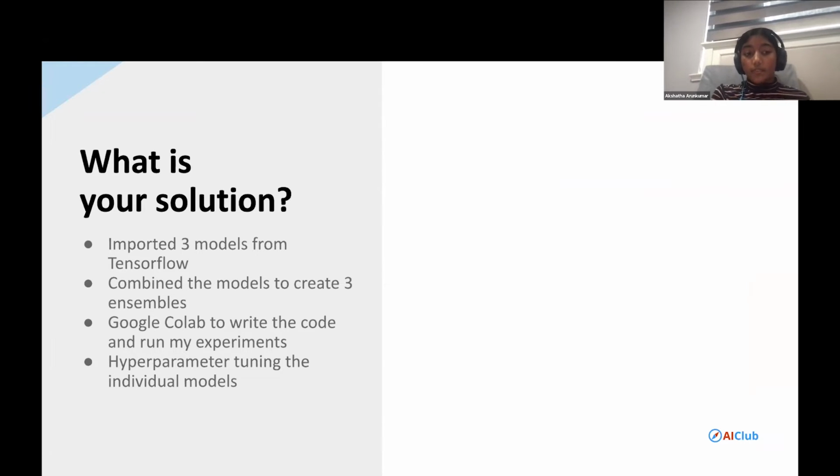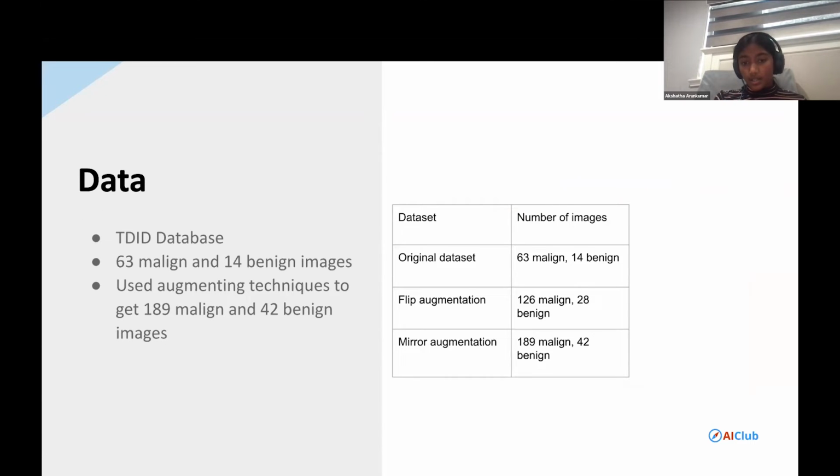I got my data from the TDID database, and it initially had 63 malignant and 14 benign images. Since this dataset was relatively small, I used augmenting techniques such as flipping and mirroring the images to get 189 malignant and 42 benign images.